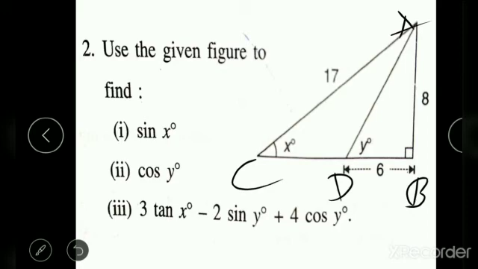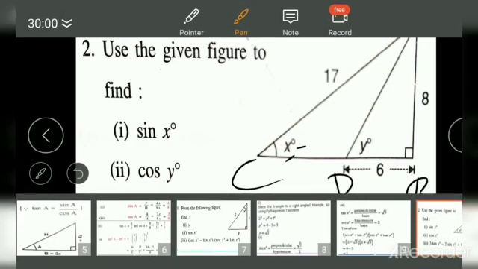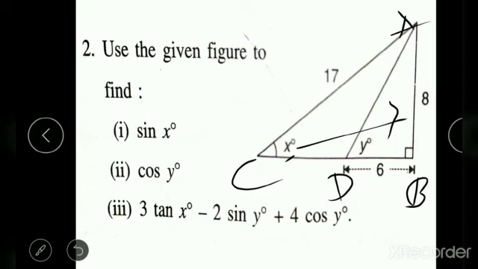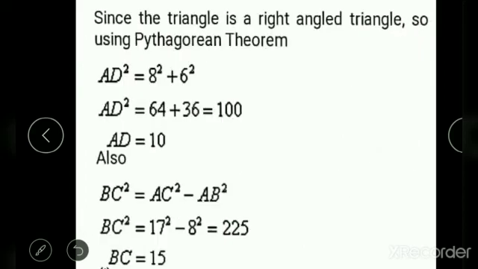So using the reference angle as x naught, you can find out what is BC. Okay, so the perpendicular side is given and the hypotenuse side AC is given, and you have to find out what is BC. And in this triangle ADB, using the reference angle as y naught, the base side DB is given as 6 and the perpendicular side is given as 8, and you have to find out one more side, that is AD. So we'll see how to find this.